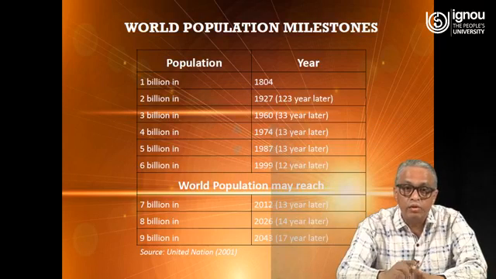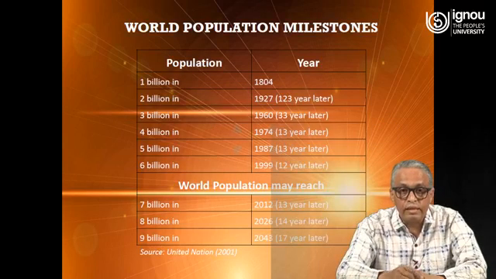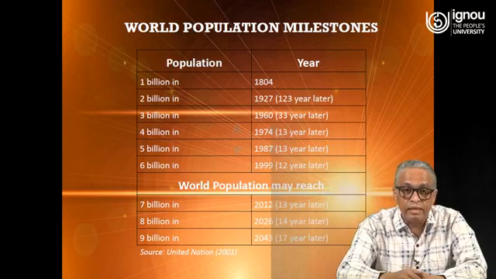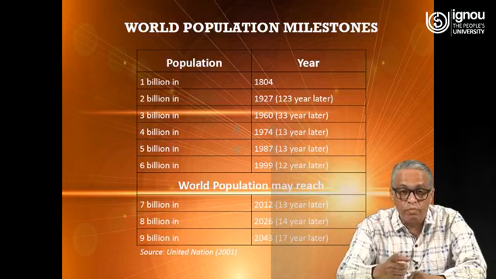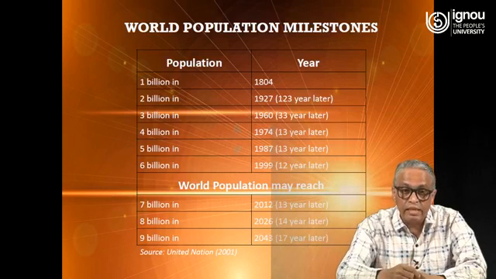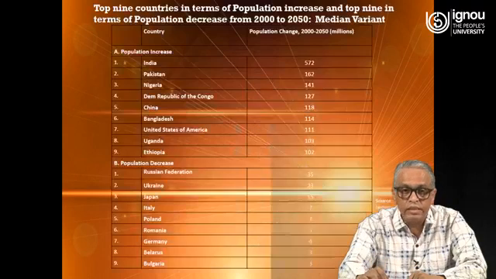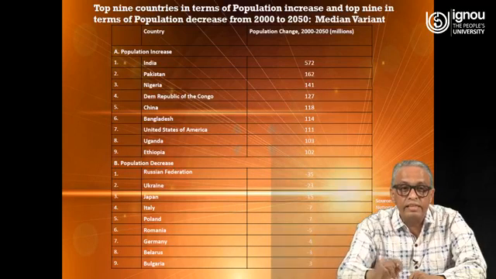And if you see the world population milestones, it is expected that by 2043 the world population will be 9 billion, and the world population clock says that currently the world has 7.8 billion people. If you see the changes of population in the median variant, for India, we are adding 572 million between 2000 and 2050.